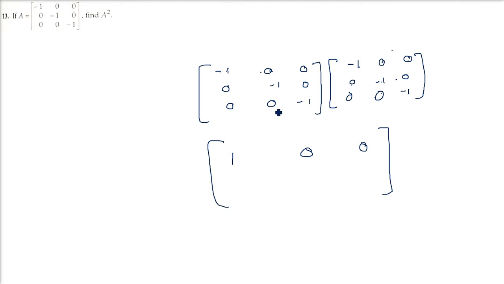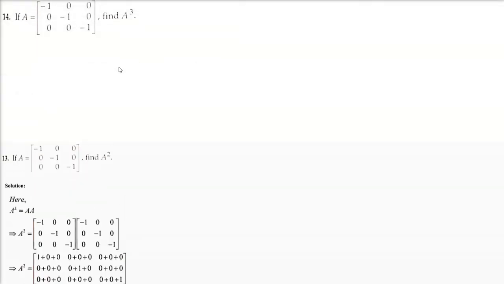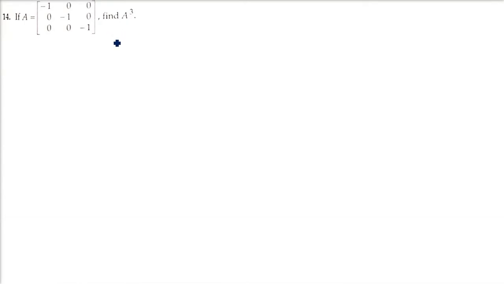It is very clear from this that wherever minus 1 multiplies minus 1, there will be 1, and that is only possible when i and j are equal. So all others will be 0. Only 1 will be on the diagonal, right? So this is your A square. This is your identity matrix. Just put it there.